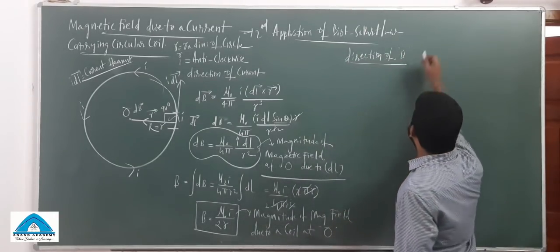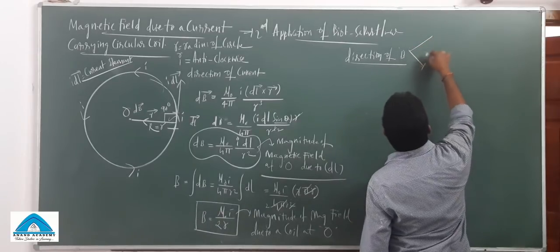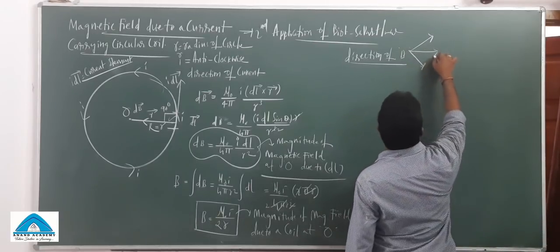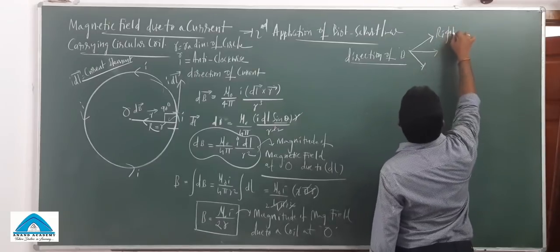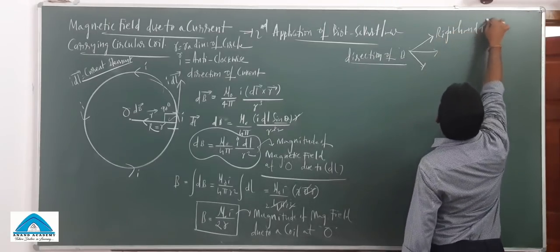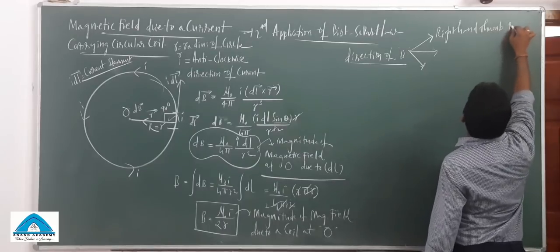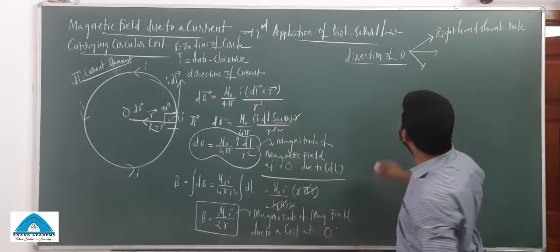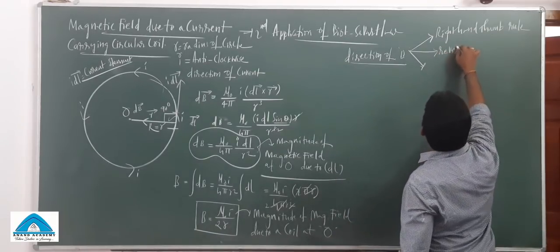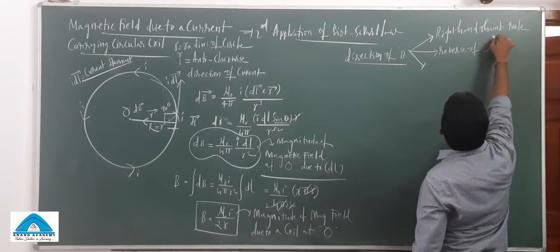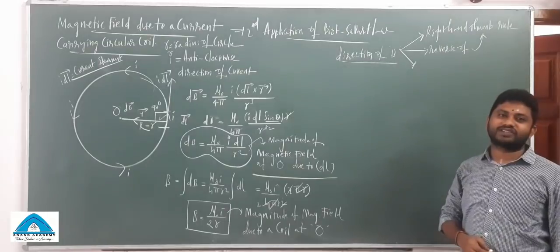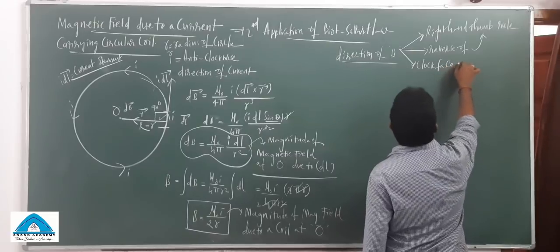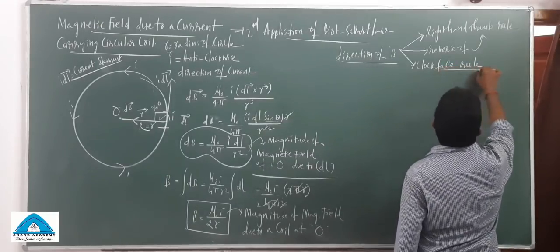You can find this direction by using three things. Number 1 is the right hand thumb rule. The direction of the magnetic field at the center of the circular coil can be found using the right hand thumb rule, the second is the reverse of the same right hand thumb rule, and the third, the most important one, is called the clock face rule. So this is what we will be discussing now.